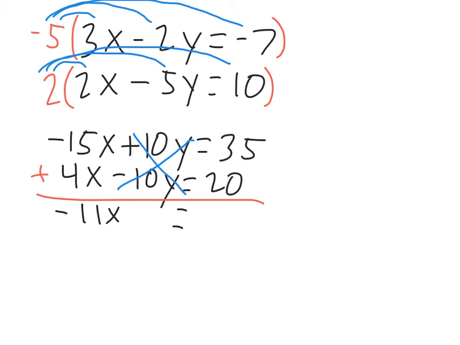And now we add the 35 and the 20. And that'll give us 55. So now we've got negative 11x equals 55. So we divide both sides by negative 11, using the division property of equality. And you get x equals negative 5.